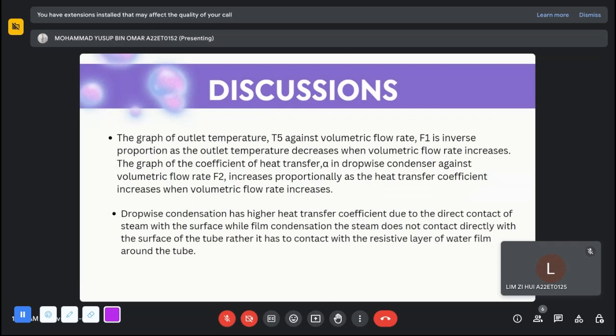Dropwise condensation has a higher heat transfer coefficient due to the direct contact of steam with the surface, while in film condensation the steam does not contact directly with the surface of the tube. It has to contact the resistive layer of water film around the tube.